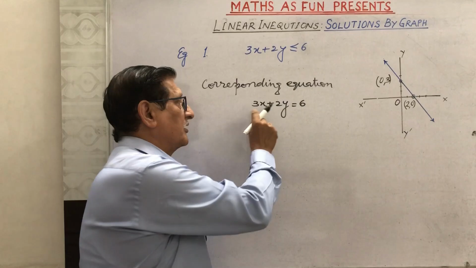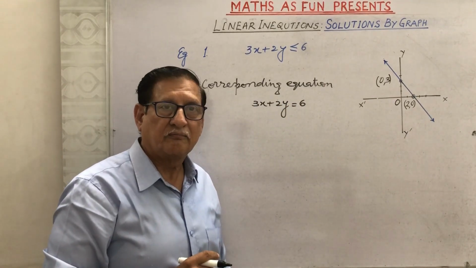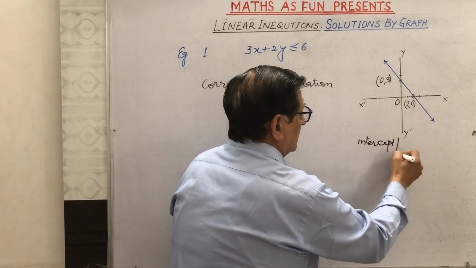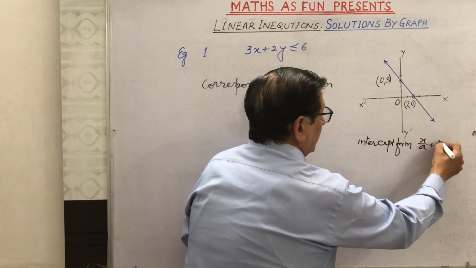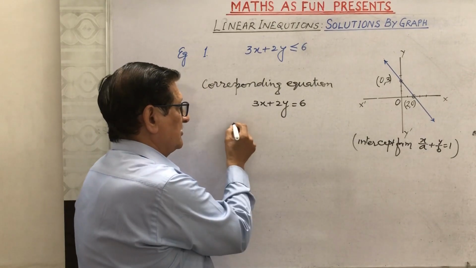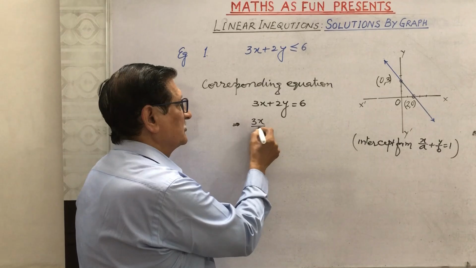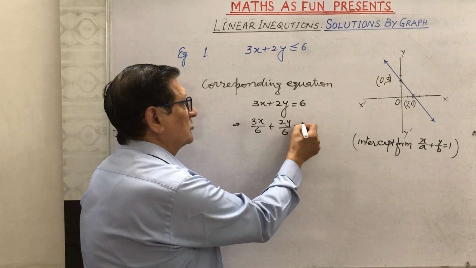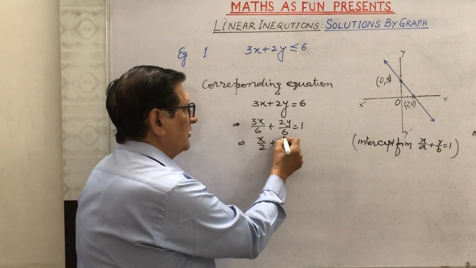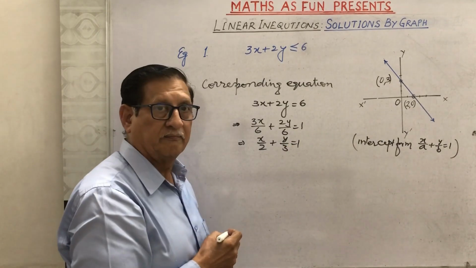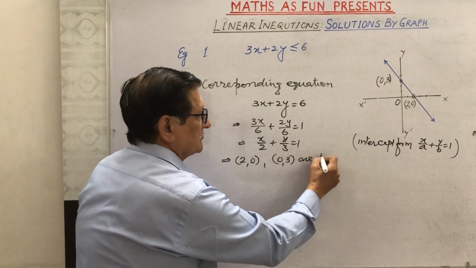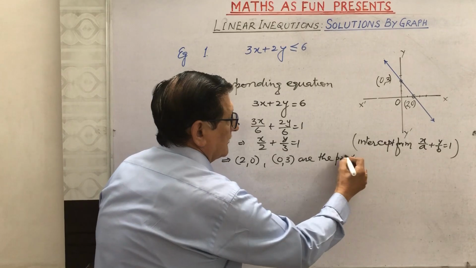or otherwise we can convert this into the intercept form. We know what the intercept form is: x upon a plus y upon b equal to 1. It means we divide this by 6. If we divide it by 6, this will be 3x upon 6 plus 2y upon 6 equal to 1. Simplifying this, we get x upon 2 plus y upon 3 equal to 1. It means (2, 0) and (0, 3) are the points on the line.